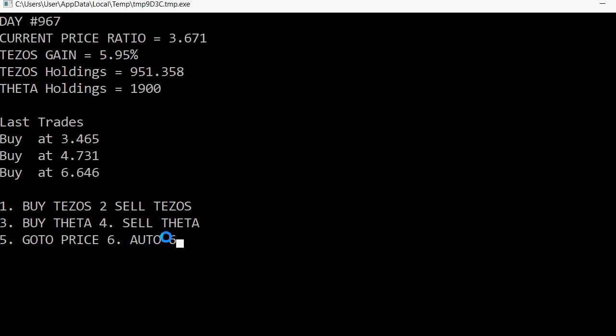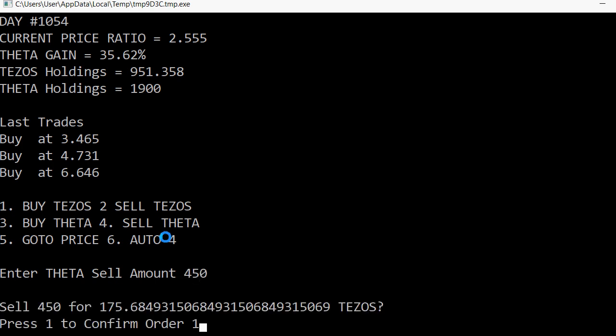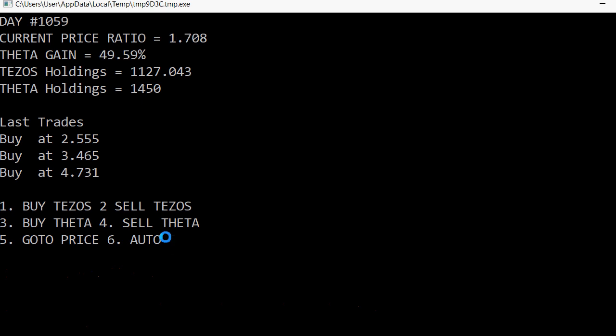which has worked out well. Okay, so number 6 on the auto brings it to a Theta gain of 35% on day 1,054. Let's sell maybe 500, even 450. And that's a decent gain at 50%. So I'll probably do another 450. Oh, that'd be dangerous. 350.